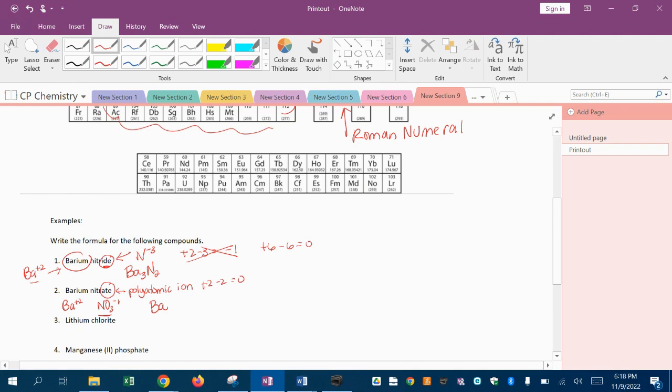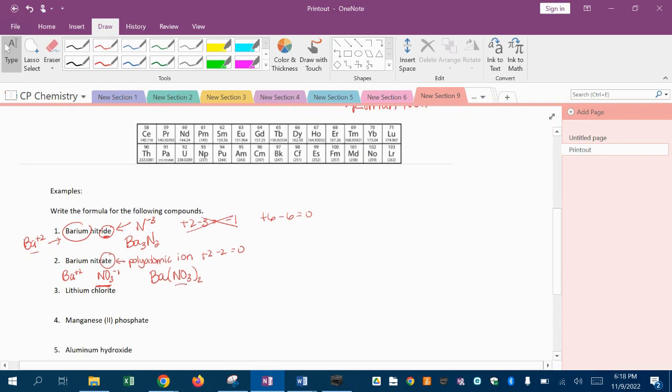Remember, if you need more than one polyatomic ion, you must put it in parentheses. So we have parentheses, NO3, that's our nitrate, and we need 2 of them, so we put a 2 outside the parentheses. Don't forget the parentheses. And again, you have to put the whole entire thing, NO3, because NO3 is nitrate and you want 2 of those, so the 2 goes outside the parentheses.